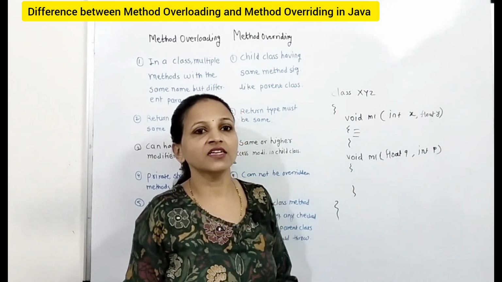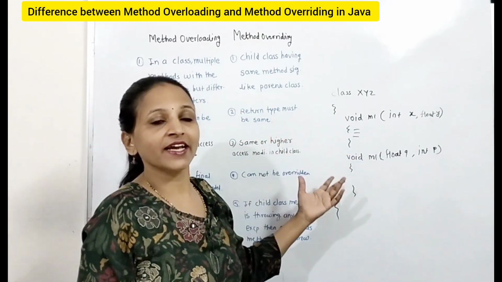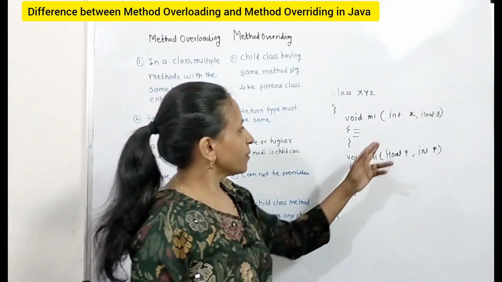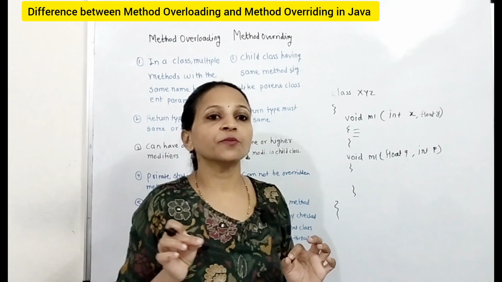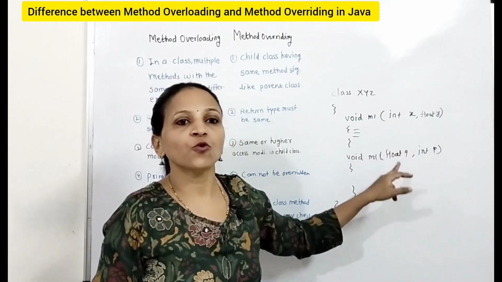That is again fine. Here the return type doesn't matter. Suppose the first method is returning an integer and the second method is returning void, no problem. But the method signature should be different. Then this concept is called method overloading.